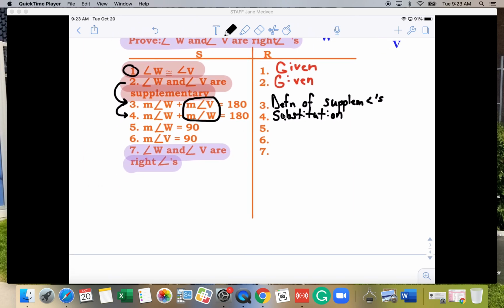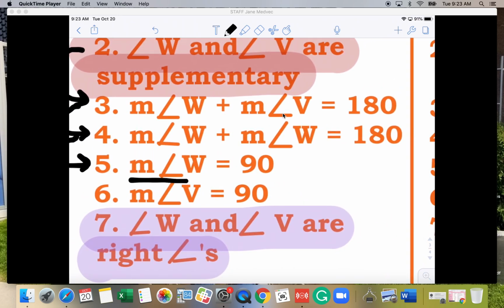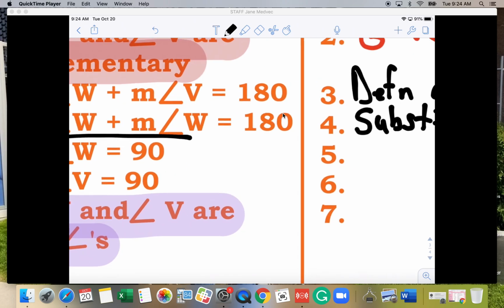All right, now what I'm going to do, and this is going to be a little bit of a stretch, what do I do to 4 to get 5? Now you're going to notice that I only have one measure of angle W, and this 180 turned to 90. So what they did is they took these two, there's 2 of the measure of angle W, which would equal 180 degrees, and they divided 180 by 2 to get 90. So this will be division.